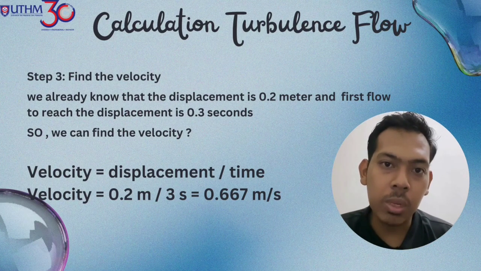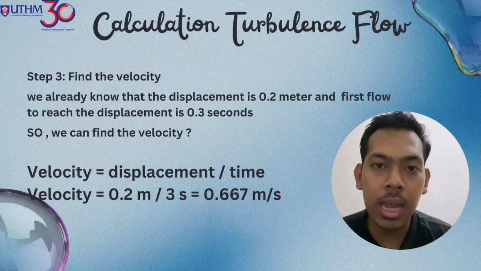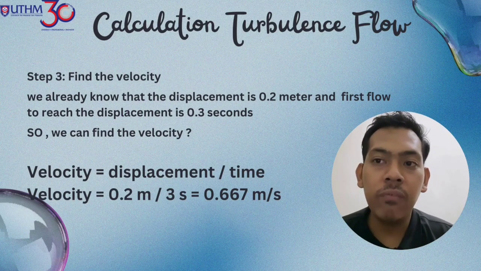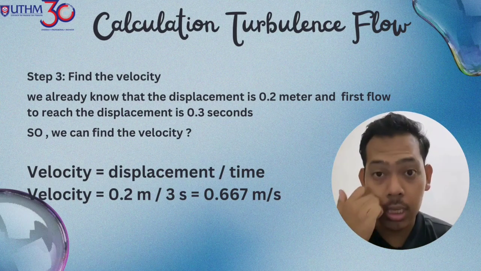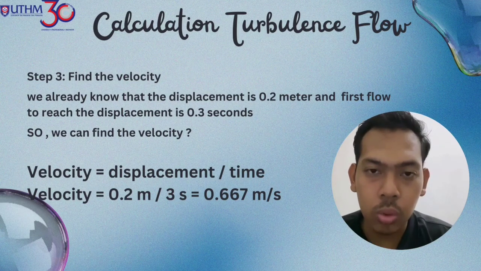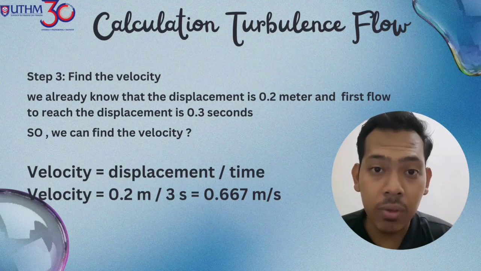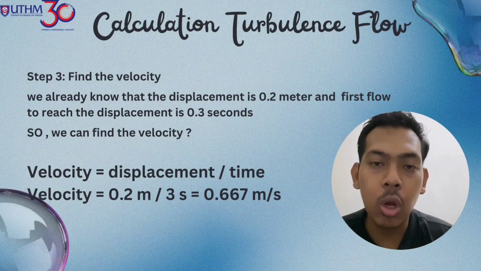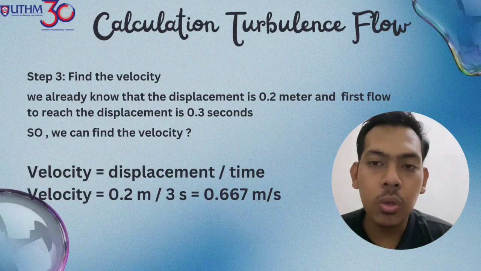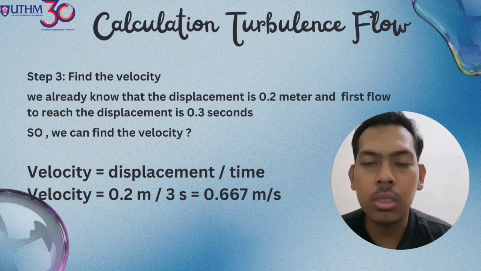We already know that the displacement is 0.2 meters, and to find the time, we recorded how long the first flow took to reach the displacement of 0.2, which is 0.3 seconds. So from 0.2 meters and 0.3 seconds, can we find the velocity? Yes, we can, because the formula of the velocity is equal to displacement over time. My calculation is different for laminar and turbulent flow.